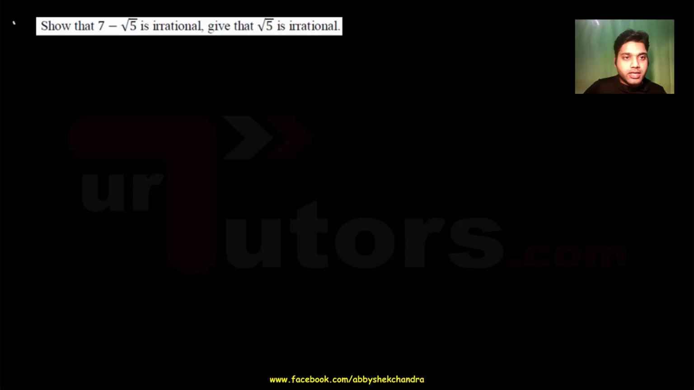Okay, next up is the second option for question number 7. Show that 7 minus root 5 is irrational, given that root 5 is irrational. Now see, in this question what we are going to do is assume that 7 minus root 5 is rational, and then if we are able to come to a contradiction, it would mean that our assumption was wrong and that 7 minus root 5 is irrational. So let 7 minus root 5 be rational.